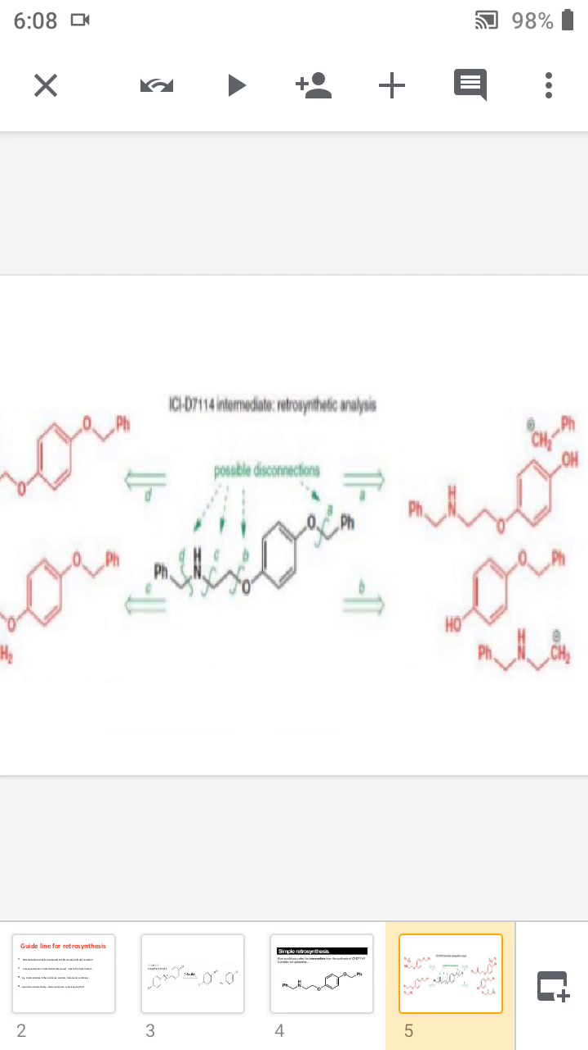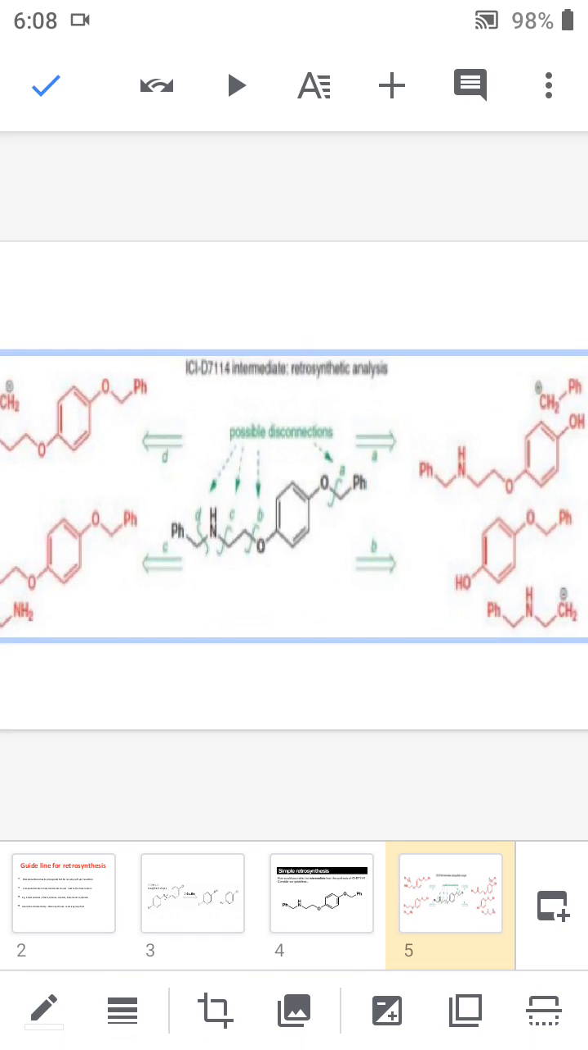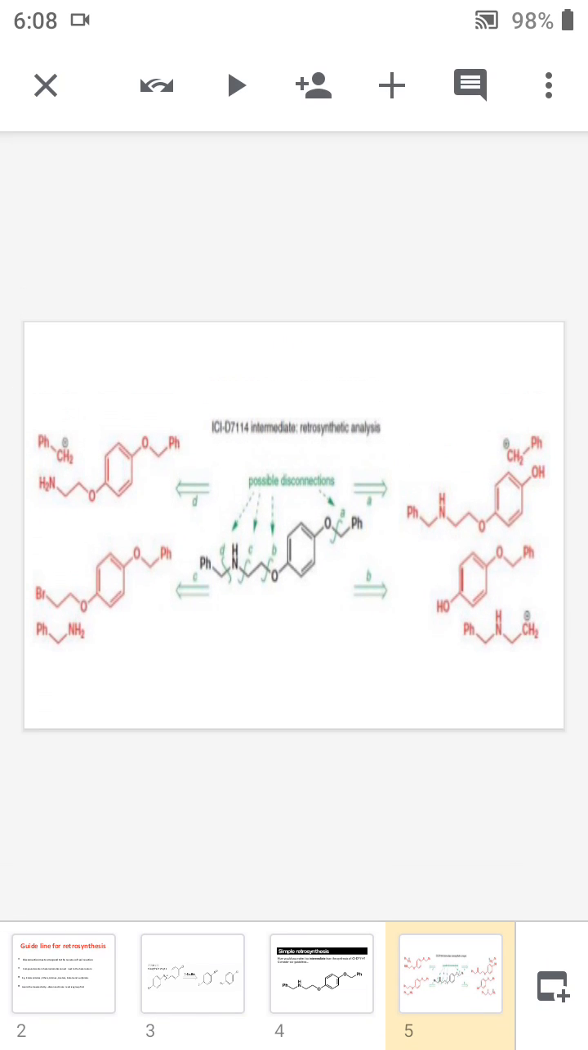So see here, if you are disconnecting at D, we will get these two fragments. First is PhCH2 plus, and the remaining part is the other synthon, but we have to alkylate with PhCH2 plus, which is very difficult. That's why we can avoid path D and we can choose path C, since the other paths A and B follow chemoselectivity. So that's why we have to eliminate D also, and C is the best method. So this is the retrosynthetic analysis of this molecule.